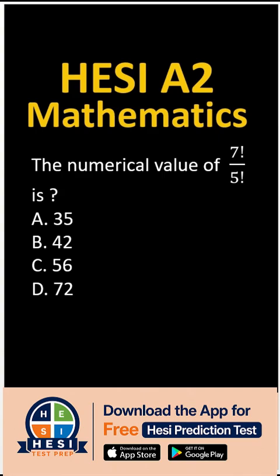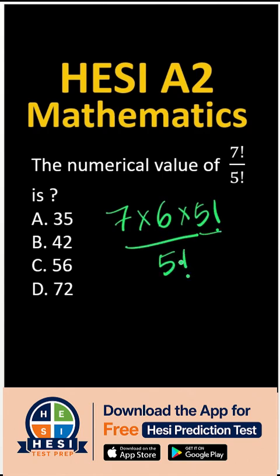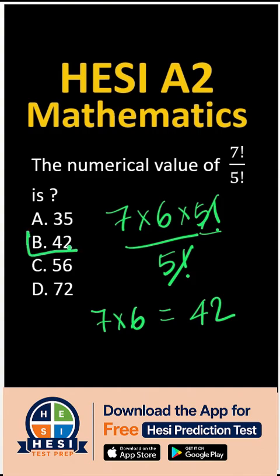In this HESI A2 mathematics problem, we will learn how to simplify a factorial expression. So the question asks here, the numerical value of 7 factorial over 5 factorial is what? So we can write 7 factorial like this, which is 7 times 6 times 5 factorial over 5 factorial. Now 5 factorial and 5 factorial cancel each other out. We're simply left with 7 times 6. And we know that 7 times 6 is 42. And with that, the correct answer is option B.